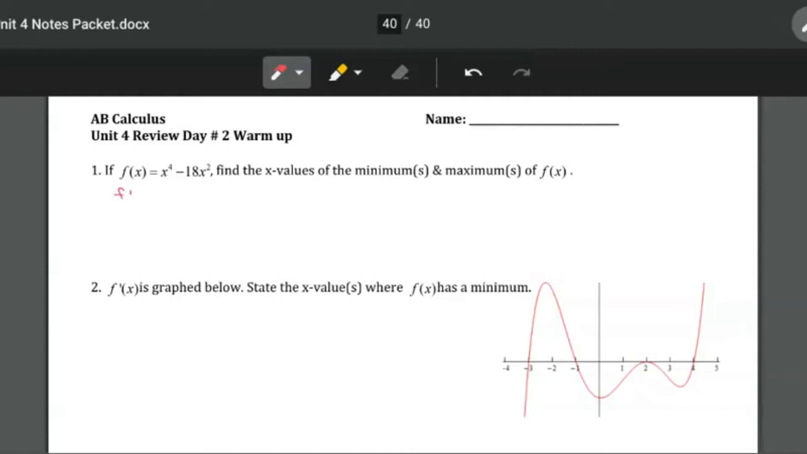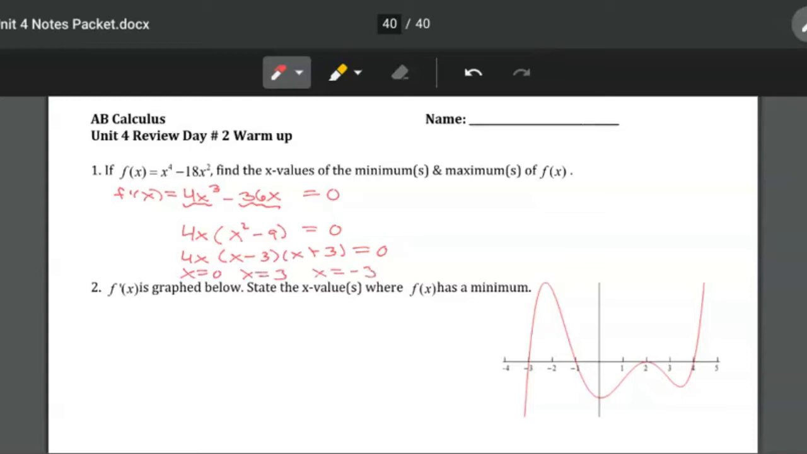So if we find the first derivative, we get 4x to the third minus 36x. If we set it equal to 0 and solve, I think we can factor out what these terms have in common, a 4x. So we'd be left with x squared minus 9. Could probably further factor that into x minus 3, x plus 3. So we would get x equals 0, x equals 3, and x equals negative 3.